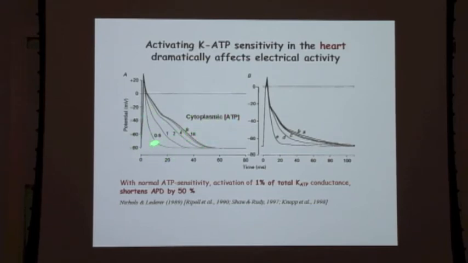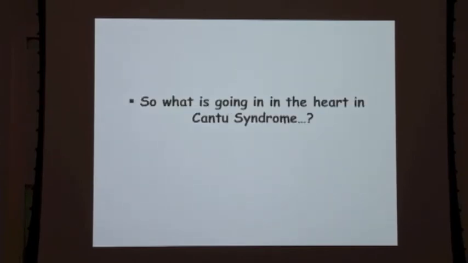It would have to drop quite a lot. And Yoram and what was his first name? I can't remember. Robin Shaw did the same kind of calculations, came up with the same prediction, which is that actually, even with normal ATP sensitivity, you only have to activate about 1% of the total KATP conductance to shorten the action potential by 50%. So the action potential in the heart should be very sensitive to activation of KATP. And if you get ATP-insensitive channels, then you should be able to really shorten the action potential.